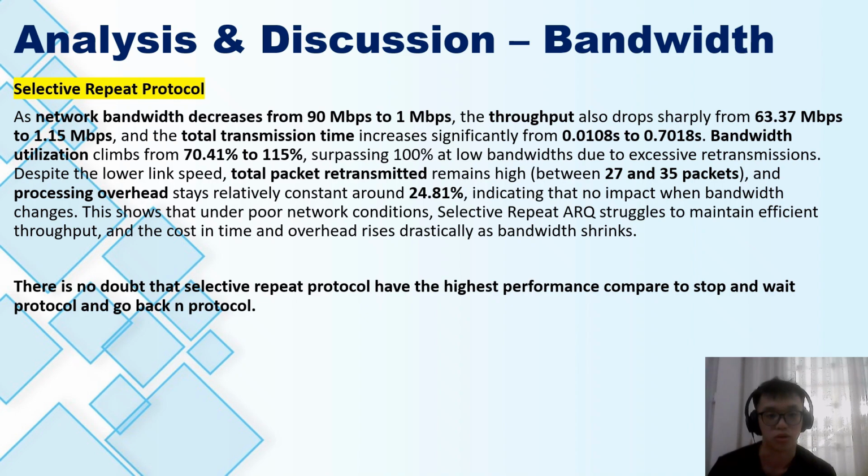Despite the lower link speed, total packets retransmitted remains high, between 27 and 35 packets, and processing overhead stays relatively constant around 24.81%, indicating no impact when bandwidth changes. This shows that under poor network conditions, selective repeat ARQ struggles to maintain efficient throughput, and the cost in time and overhead rises drastically as bandwidth shrinks.